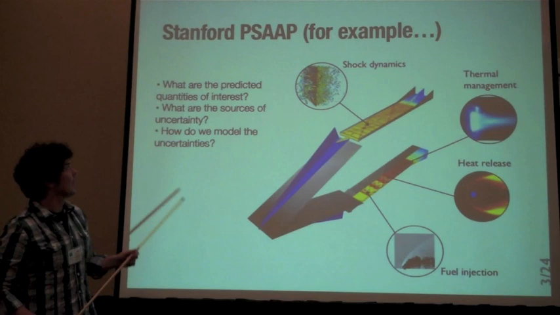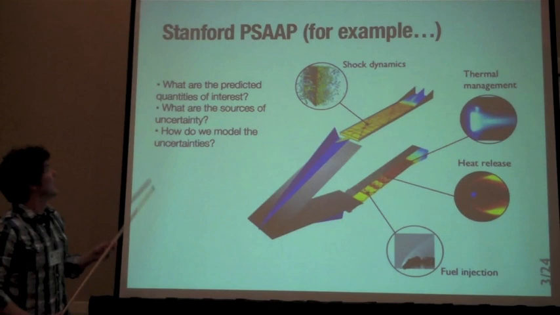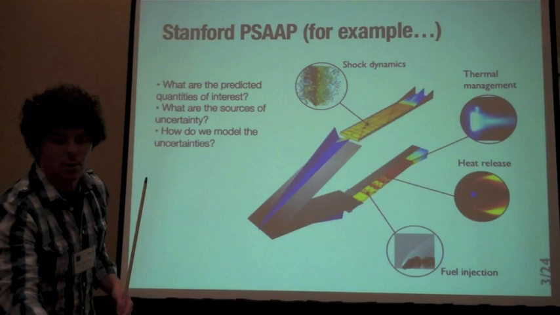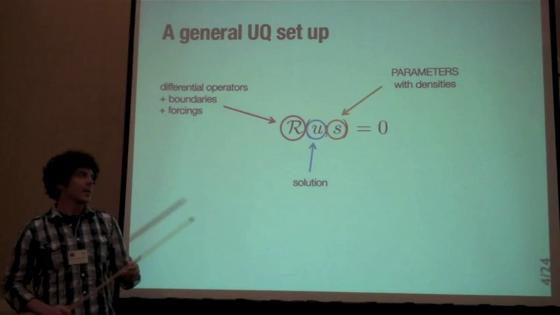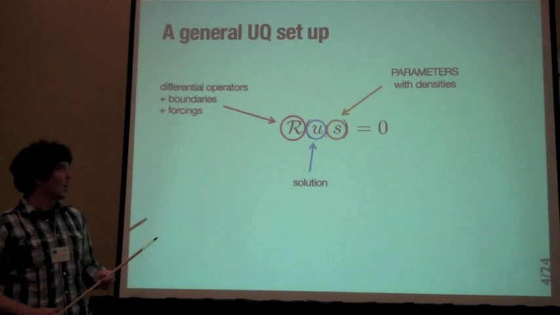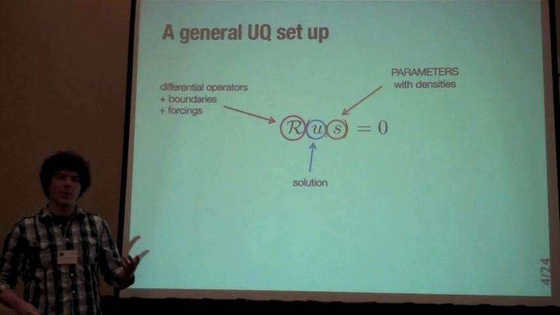And so the types of questions that you might ask from a system like this are, what are the predicted quantities of interest? What is it that we're trying to predict with this model, given that there are uncertainties in each of these physical components? What are the sources of those uncertainties, and how do we model those uncertainties? In particular, a common step in these kinds of problems is that we replace that abstract random component, or that abstract parameter omega representing randomness, by some set of parameters which each have their own density functions. And so now we're much closer to computation, because given a value for the input parameters, which you can think of as a realization of that stochasticity, you then have a PDE that you want to solve.